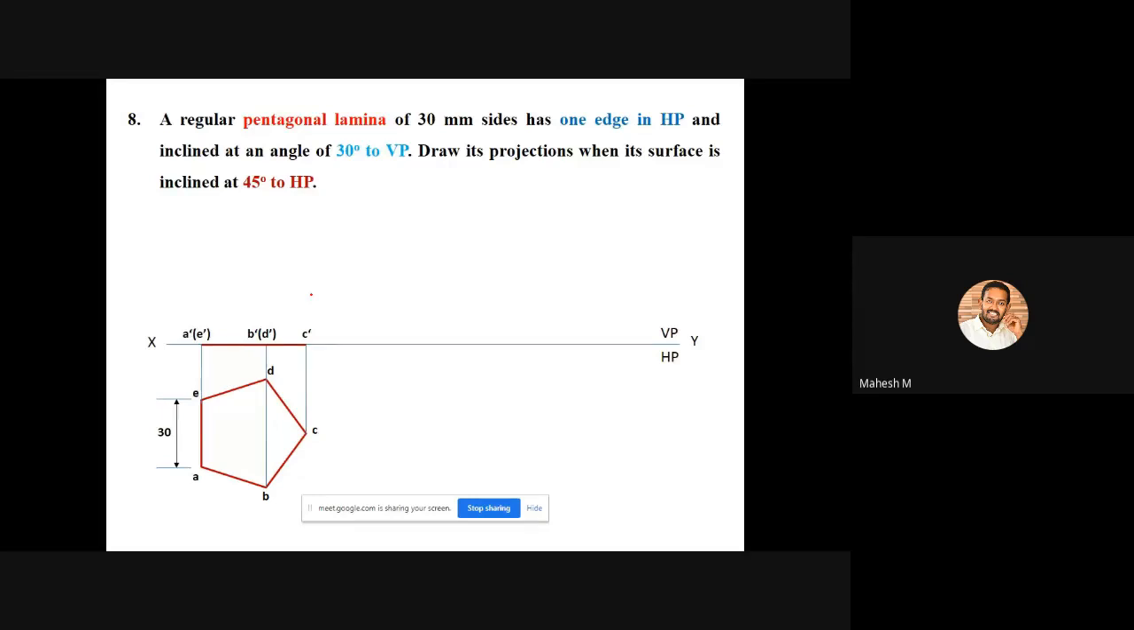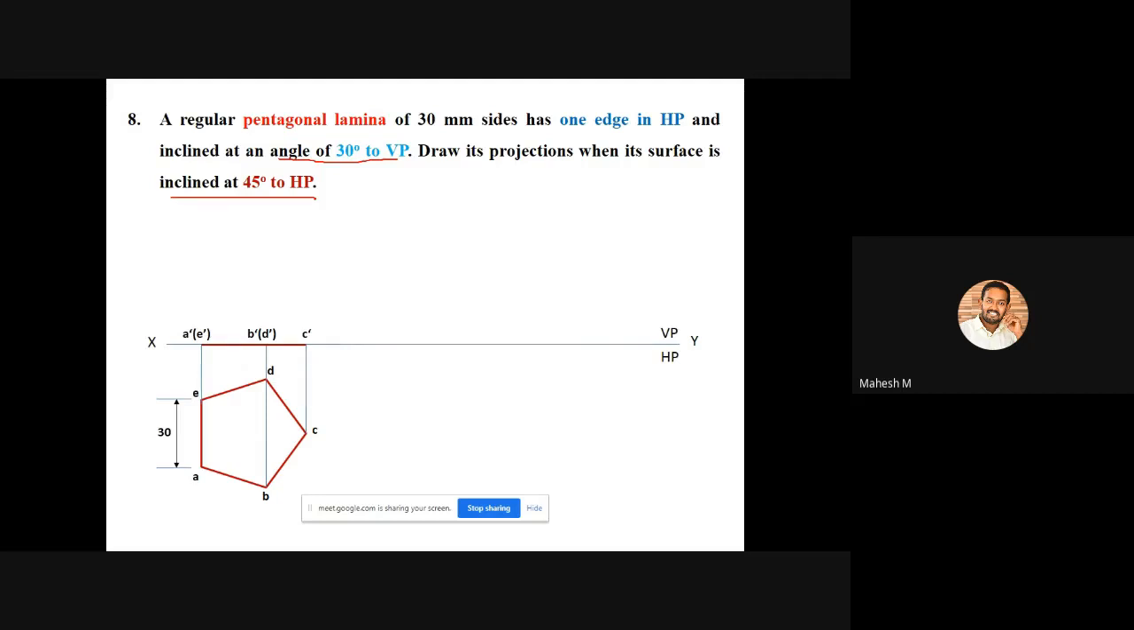Okay. So after doing that, now you can come to the conditions. So the condition is and inclined at an angle of 30 degree to VP. So draw its projections when its surface is inclined at an angle of 45 degree to HP. So it is a both inclined problem. So in this problem, they have directly given the angle. So we have the angle 45 degree to HP and 30 degree to VP.